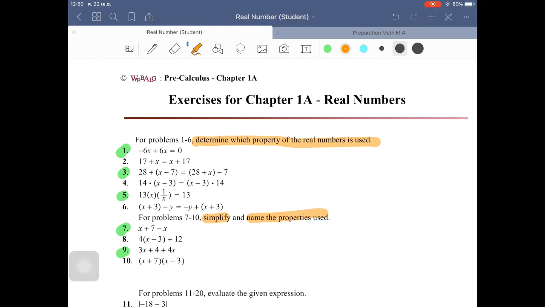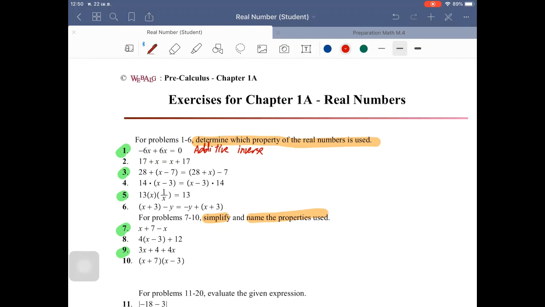Okay, thumbs up. The first one, the answer here, okay? The first one, the property the question used is additive inverse. Additive inverse, okay? You see, the number added with its own negative, you get 0. Additive inverse.